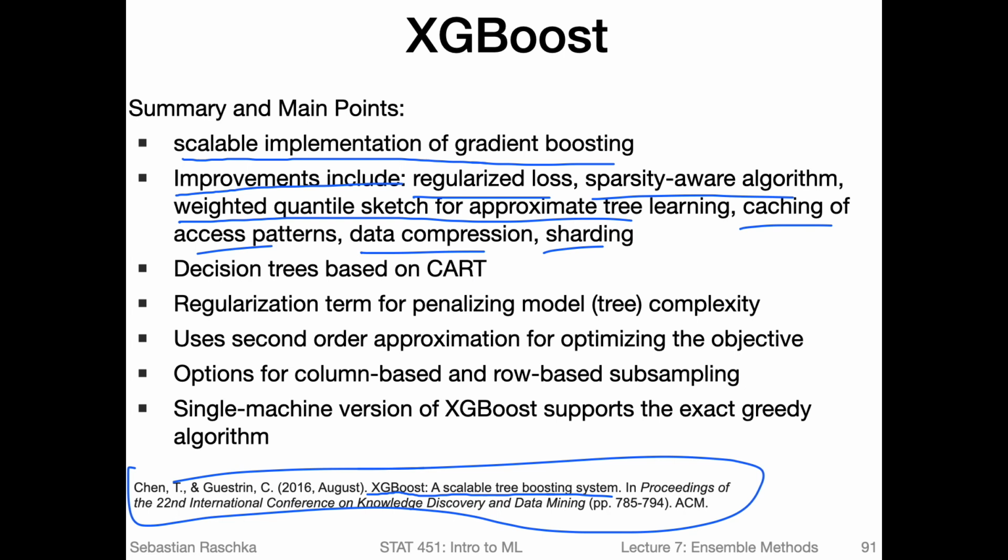And yeah, these make XGBoost computationally more efficient, but it has also been shown that some of the techniques help with reducing overfitting, which can then improve the overall performance of XGBoost. The decision trees in XGBoost generally are based on the CART algorithm that we discussed before. And the regularization term I mentioned is for penalizing the model tree complexity, so it basically helps with keeping the decision trees simple to avoid overfitting.